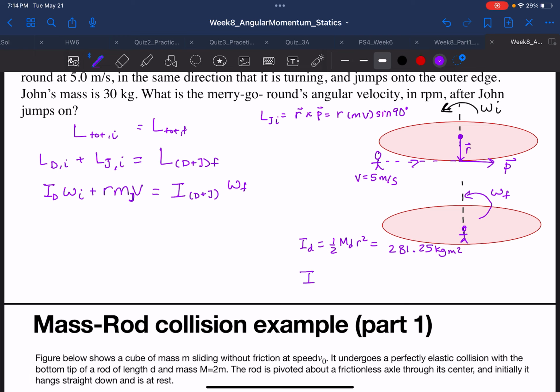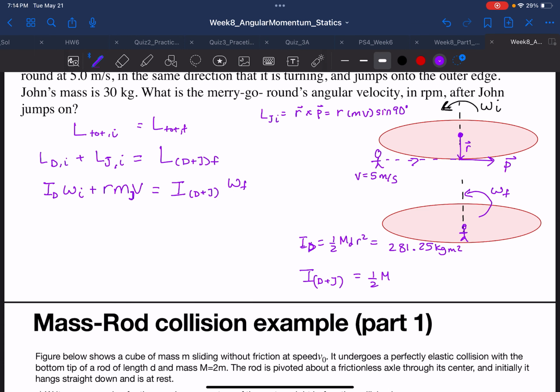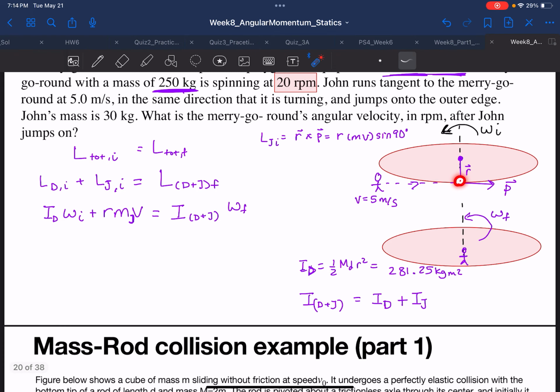Well, moment of inertia of the disk plus John, and just to be consistent, I apologize, this D should be capital because we're just using capital D for all the disk. That's going to be the moment of inertia of the disk that we just calculated plus the moment of inertia of John. Well, John is a point particle that is some r away, so John's moment of inertia is just mr squared. So for any point mass, we just use mr squared for I. So this is I disk plus mass of John times r squared.